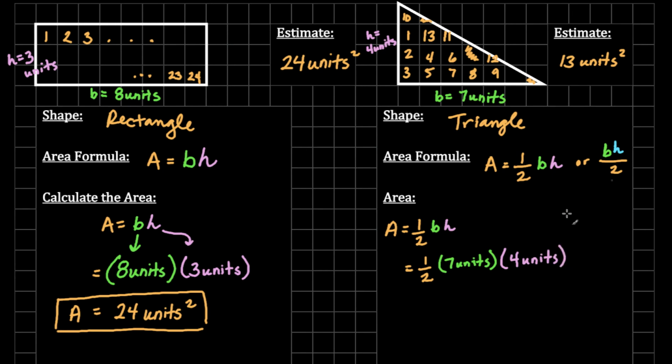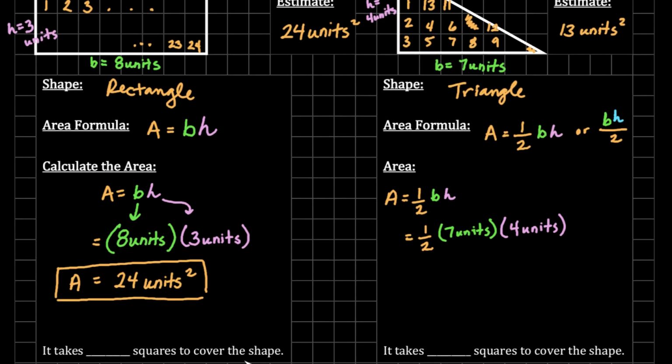Now, remember, I can multiply in any order. So I'm going to multiply these two first. 7 times 4 is 28. Units times units is units squared. And then 1/2 times 28 units squared: 1 times 28 is 28, divided by 2 is 14 units squared.